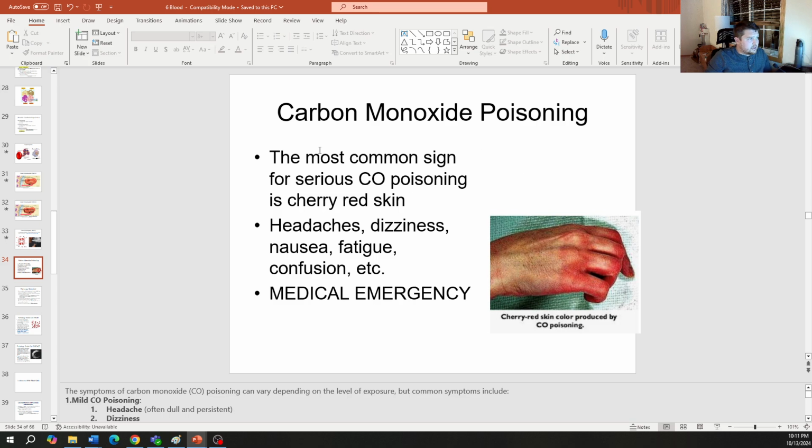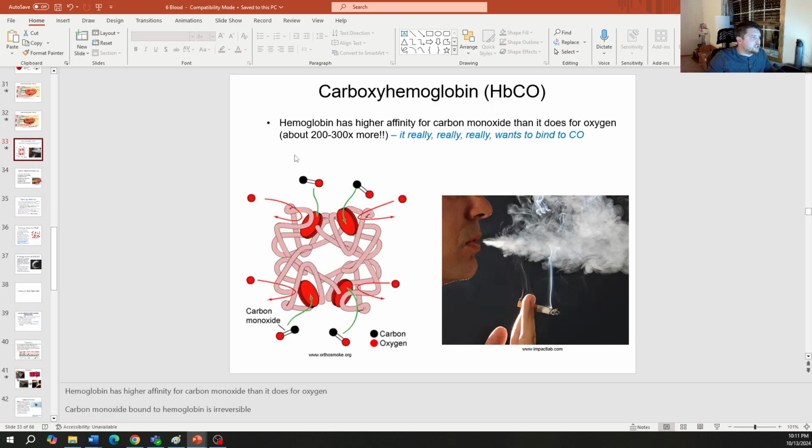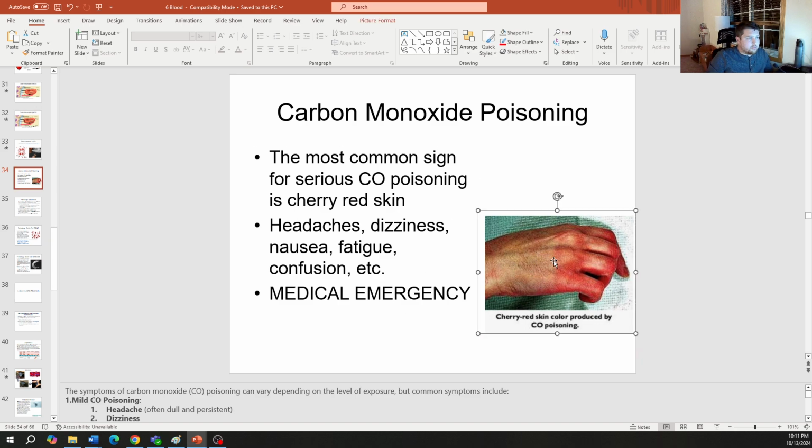This information isn't included specifically in this course, just the part where it has a much higher affinity, but I think it's super important to recognize these signs and know what is going on here. It is a very important thing to be able to notice, especially if you're living in your own apartment or by yourself. The most common sign of carbon monoxide poisoning is cherry red skin.